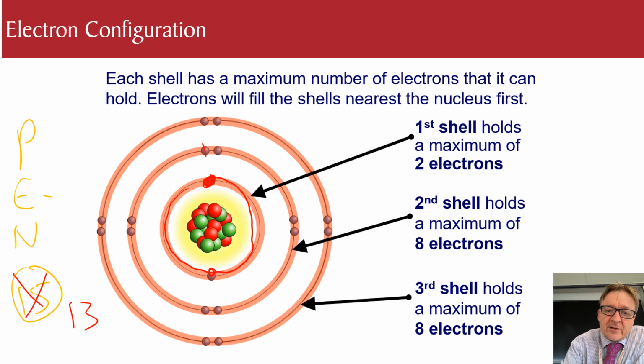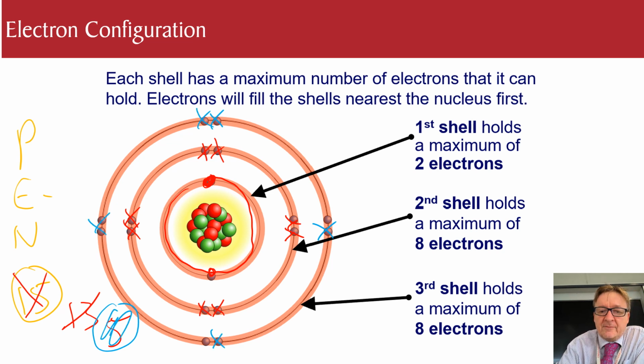Those 13 then go: 1 goes there, 2, 3, 4, 5, 6, 7, 8. And as soon as it gets to 8, I'm full again, and then I have to put on another shell. I've only got 5 left now, so you go 1, 2, 3, 4, 5. I've now got no electrons left to put in. And the electron configuration of this is 2, which is the number in the first shell, then 8, then 5.